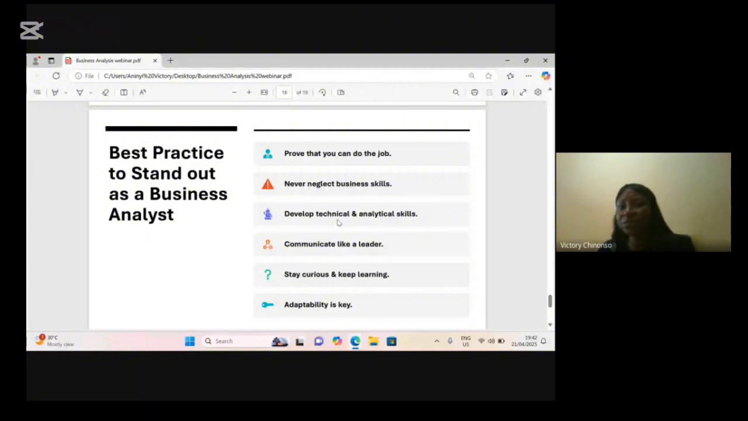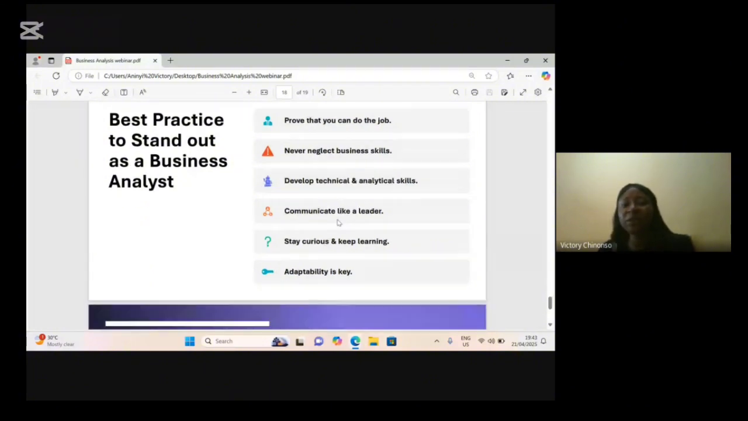And sometimes they put you in the HR team to also be part of the hiring process, because you have to interview the person coming. Can this person actually do the job? Because you as a business analyst, you know what the job is all about. So it's very important that you develop your technical and analytical thinking skills and communicate like a leader.